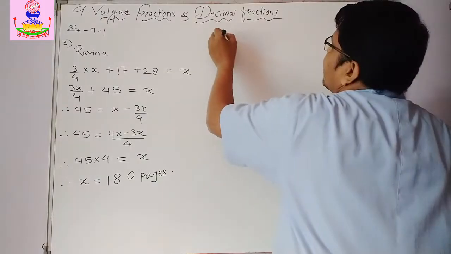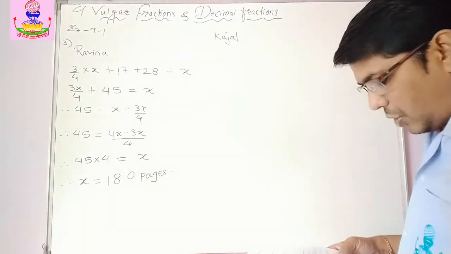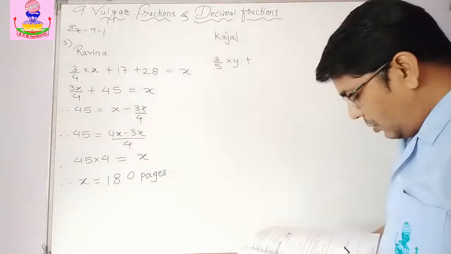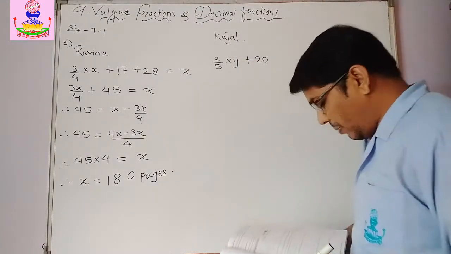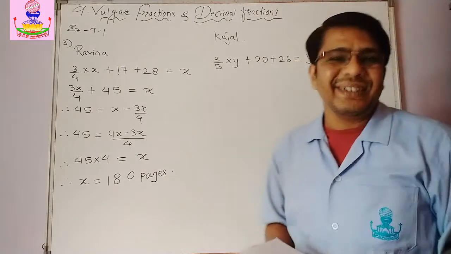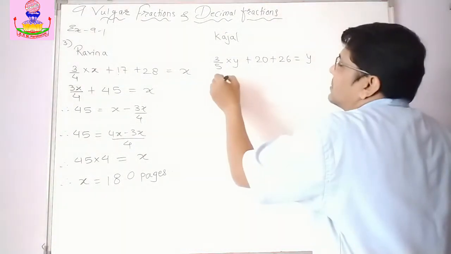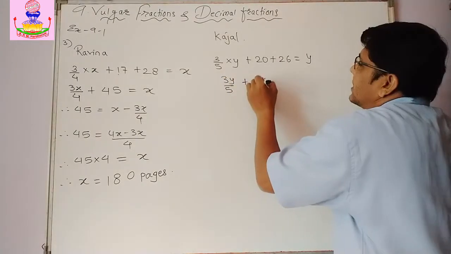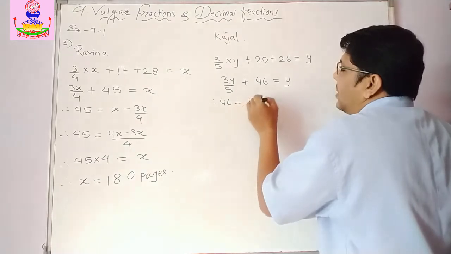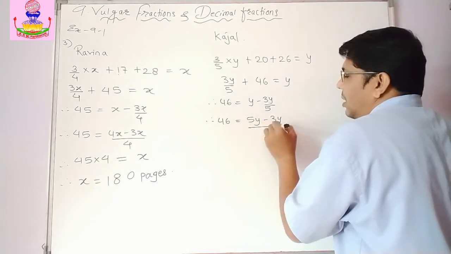Okay, now let's go for Kajal. Now Kajal read 3/5 part of the book. So I call it 3 upon 5 into y and 20 pages of that. So how many pages were left? 26 pages were left. So plus 26. So that total is equivalent to y, the total number of pages. So now this becomes 3y upon 5 plus 46. That is equal to y. Bring this to this side. So it becomes subtraction. So therefore 46 equals y minus 3y upon 5. So therefore 46 equals 5y minus 3y upon 5.